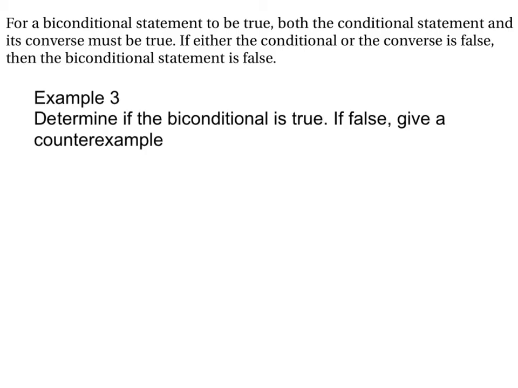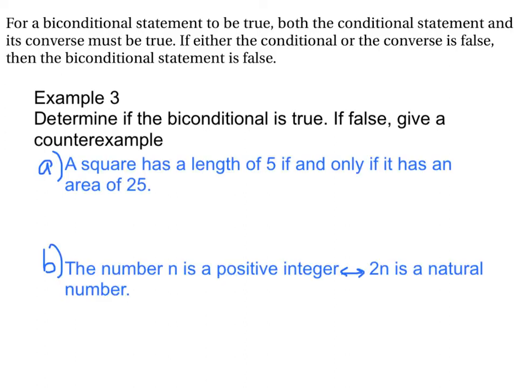So in this example, you're going to basically tell me, is it true or false? If it's false, give a counterexample. So let's start with A. A square has a length of 5 if and only if it has an area of 25.